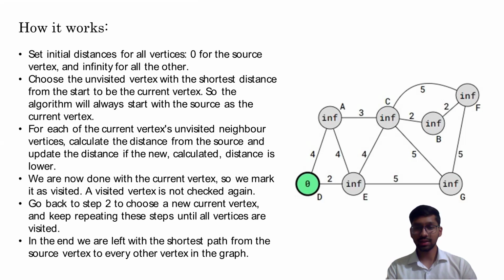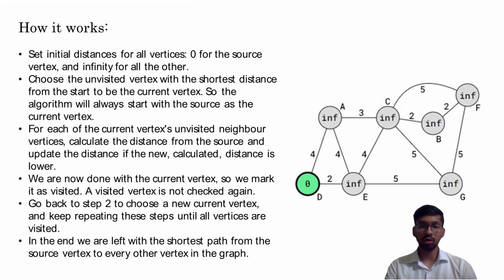So from 0, that is D, we will move to A or E. From D to A it is 4, or D to E it is 2. From D to E, 2 is the minimum, so we will move to E. Then from E we have three paths, 4, 4 or 5. So we will move with the 4, that is, we will move to C, E to C. Then after moving to C, we will have three paths, that is 5, 2 or 5. The shortest one is 2, so from C we will move to B, and then B to F. It is the shortest path from D to F.